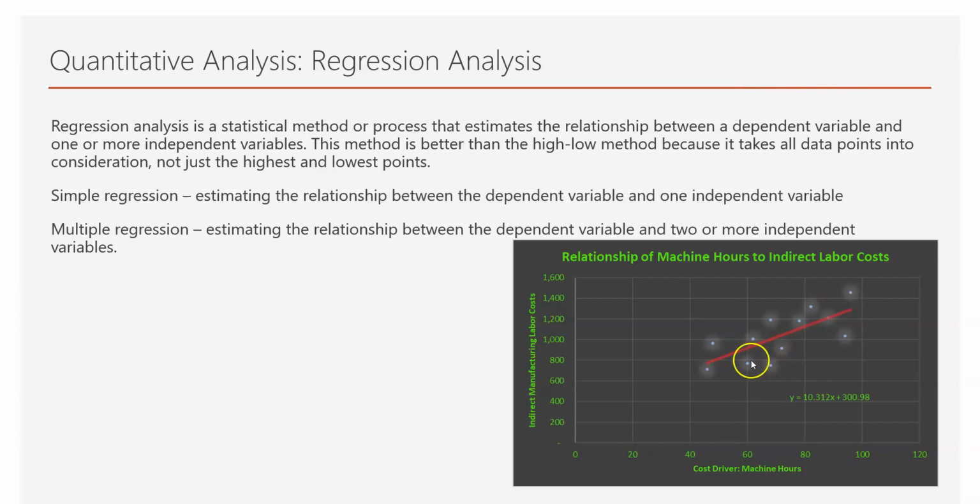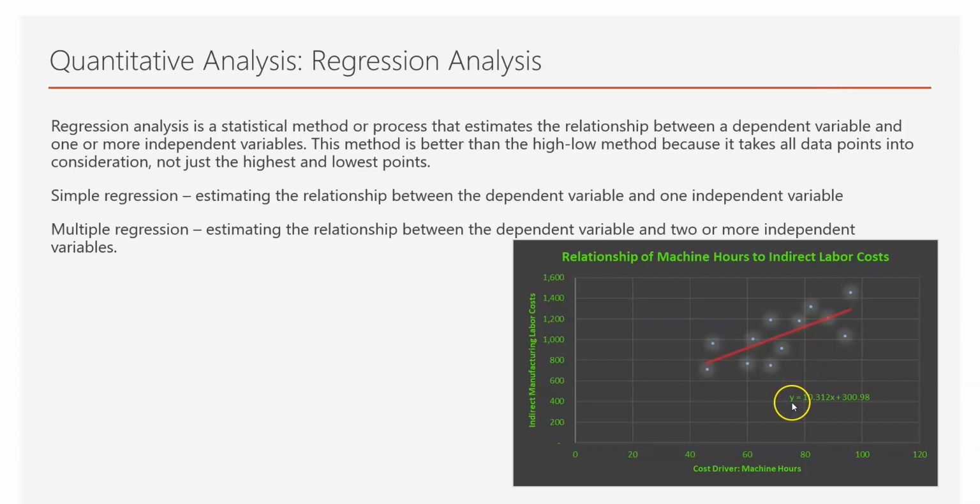Another thing, this graph is the relationship of machine hours to indirect labor costs. So my cost driver, we're assuming, is my machine hours. That's my independent variable. The more machine hours I have, then my dependent variable, my estimated indirect manufacturing labor costs, is going to increase. So as I use more machine hours, I expect to have more indirect manufacturing labor costs associated with that.